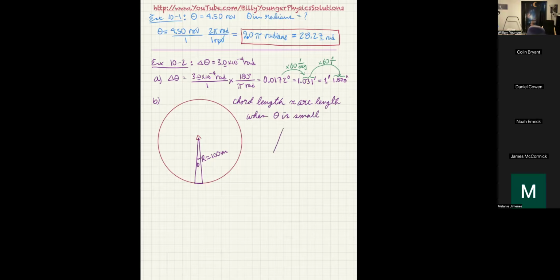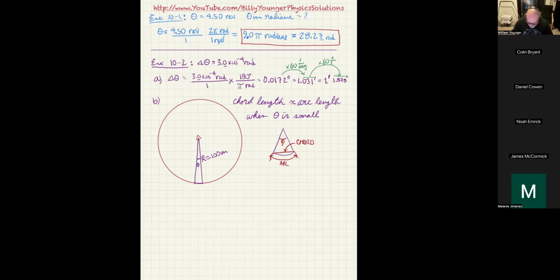So just to give you an idea of what we're talking about, if this was an arc, so this could be the angle phi, say, this would be the chord length or the chord, and this would be the arc length. So that's what I mean there.